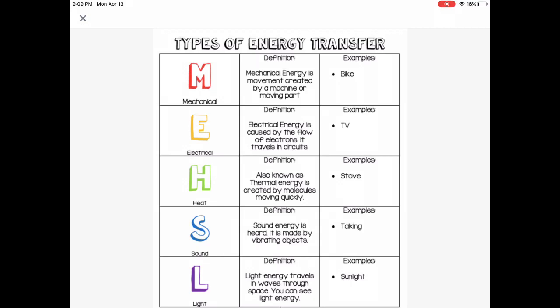So the next one is electrical. So electrical energy is caused by the flow of electrons. It travels in circuits. So think about things that need to be plugged in or that need charges. So I gave you the example of a TV. So think about what else could relate to a TV that could be electrical. Heat is also known as thermal energy. It's created by molecules moving quickly. So when these molecules are heating up, they're moving really, really fast to warm things up. So I gave you the example of a stove. So I want you to think about what else could give you some heat energy.